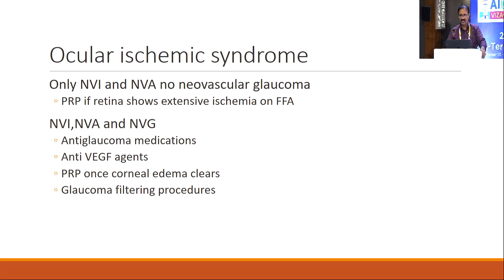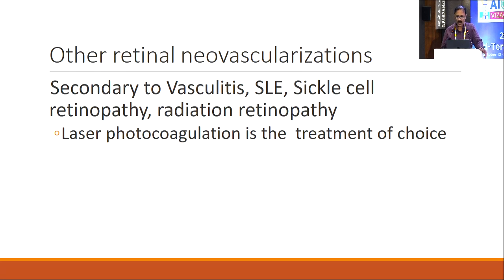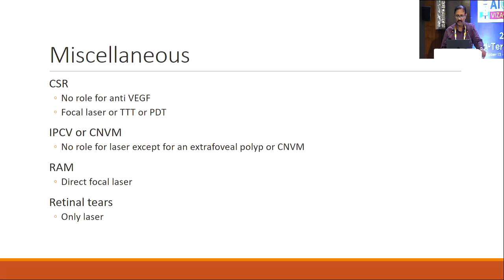In ocular ischemic syndrome, I'll just take a couple of slides. Only NVA or NVA, no neovascular glaucoma. If NVA with neovascular glaucoma is there, then treat with anti-VEGF. So for other indications, laser photocoagulation is the treatment of choice, and many of them don't need an anti-VEGF treatment. Like in a CSR, it is a focal laser for a single leak, or if you have a subfoveal leak, then treat with TTT or PTT. In IPCV, only if you have a very extrafoveal polyp or CNVM, then treat with laser, otherwise anti-VEGF. RAM, direct focal laser. Retinal tears, only laser.